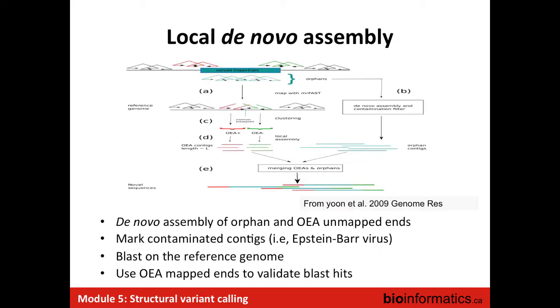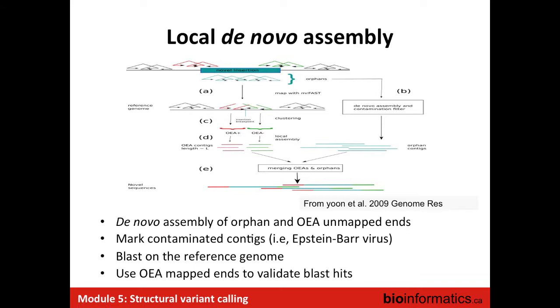How does the local de novo assembly work? The idea is you do your mapping here. If you have, for example, an insertion here, the reads from the fragments that come from your insertion won't map. That is what we call the orphans, the two paired unmapped reads. Then you will have the reads here in red and green, which are called OEA, which means one end anchoring. That means this pair has one read that maps correctly, and the other read doesn't map.